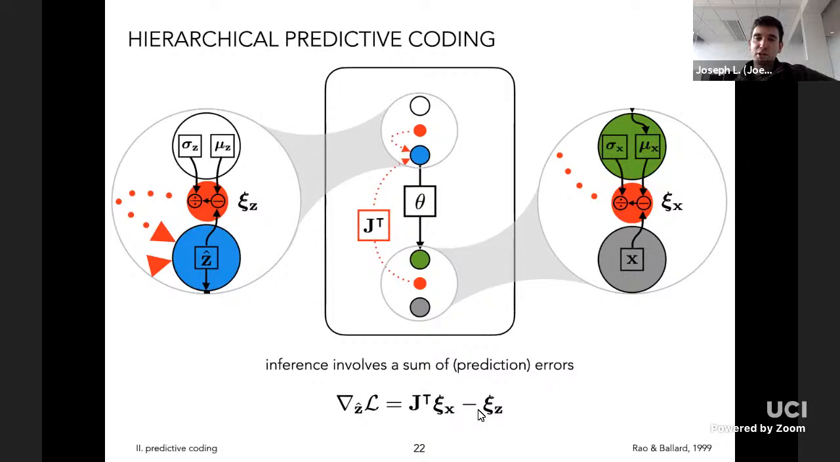So if we take this combination of error terms here, now we can update our state of the world and hopefully arrive at a more accurate estimate of what's out there under our model.